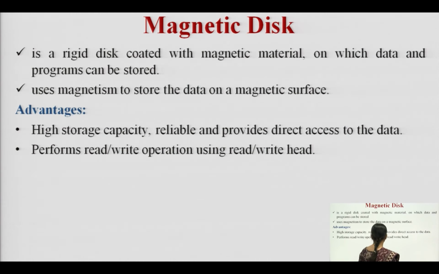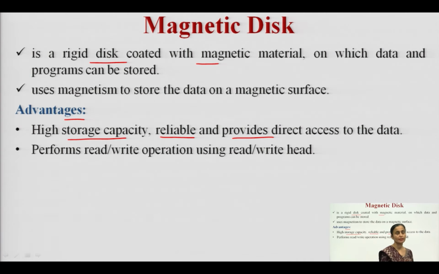Then, we can say it is a rigid disc that is coated with a magnetic material, as we have seen, on which the data and programs can be stored. It uses magnetism to store the data on a magnetic surface. The main advantages of using the magnetic disc are that it has a high storage capacity, it is very reliable, and it provides us direct access to the data.